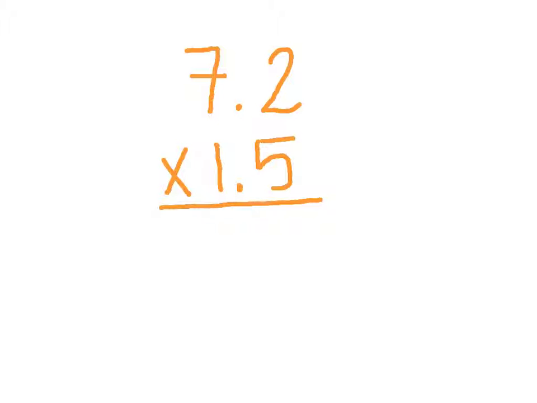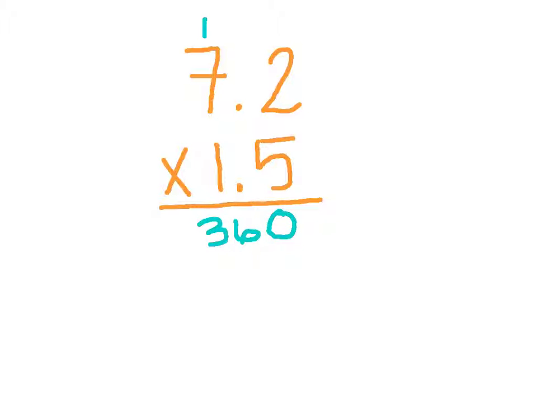Let's try another problem. In this problem, it just so happens that the decimal points are lined up. But again, remember, the decimal points don't matter until the end. So you're going to solve like normal. 5 times 2 is going to be 10, carry the 1. 5 times 7 is going to be 35, plus 1 is going to be 36.